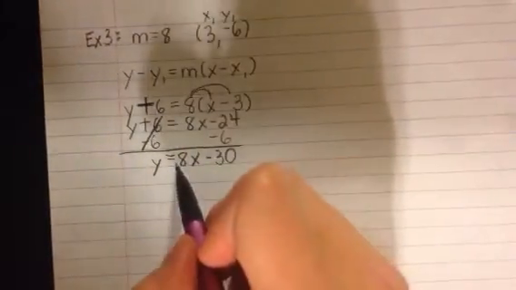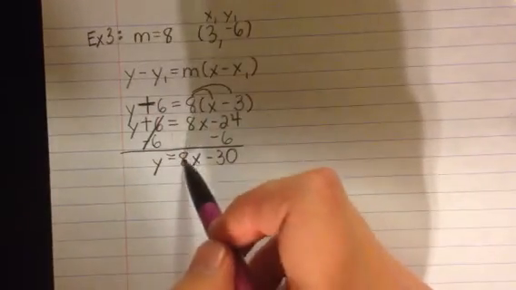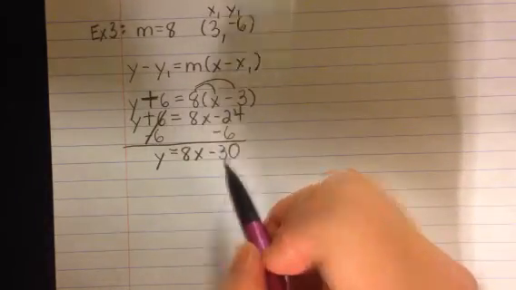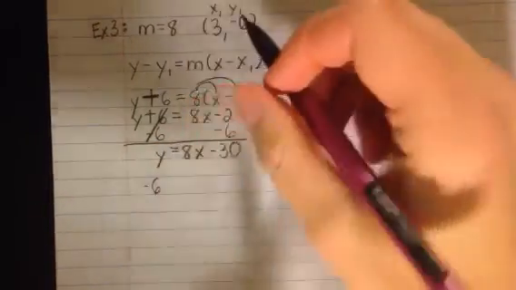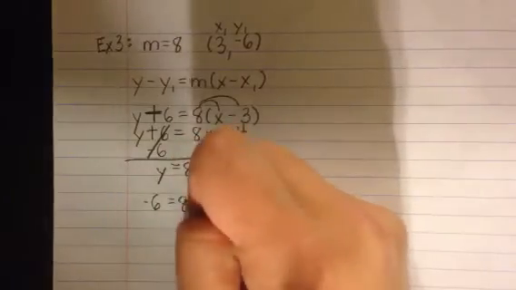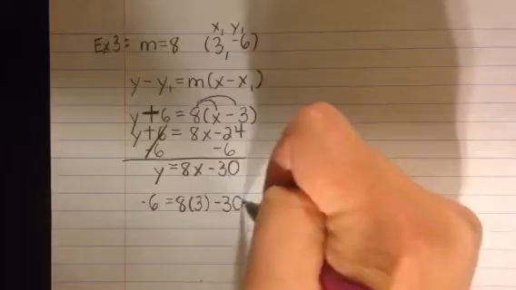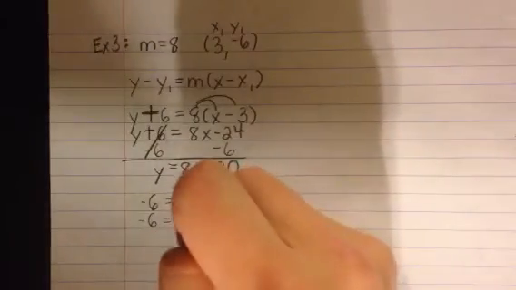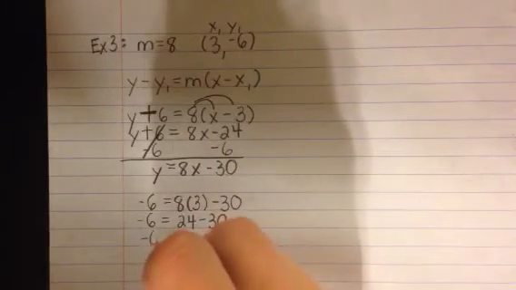So our slope is 8. Okay, so they match. We did right there. And then our y-intercept is -30. So let's go ahead and check our math by plugging in -6, our y value, for y. Plug in 3, our x value, for x. Okay, so -6 equals 8 times 3, which is 24. 24 minus 30 is -6.